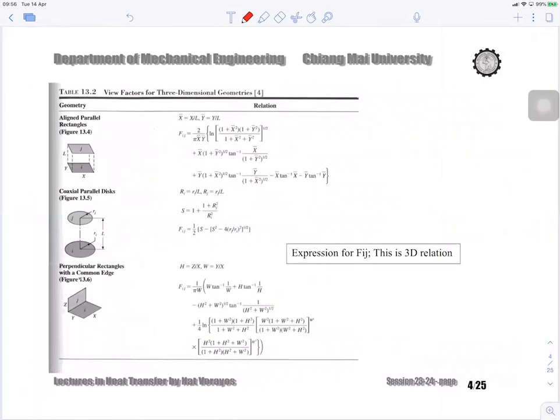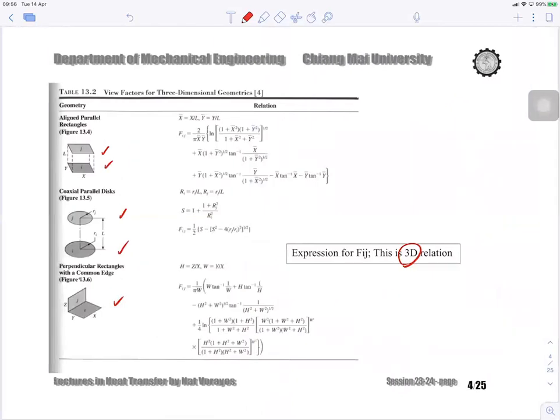The example goes through an additional table, but this one is in 3D. The previous table is for 2D problems. This is for parallel plates on top of each other, and the coaxial parallel disks, together with the perpendicular rectangles.